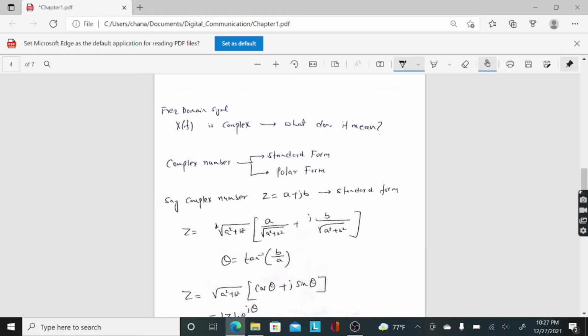So any complex number, we know, has a real part and an imaginary part. If z is a complex number in standard form, it's represented as a plus jb, where a is the real part of the complex number and b is the imaginary part. So that's the standard form of a complex number. But I can also represent a complex number in polar form. So how to convert from standard form to polar form?